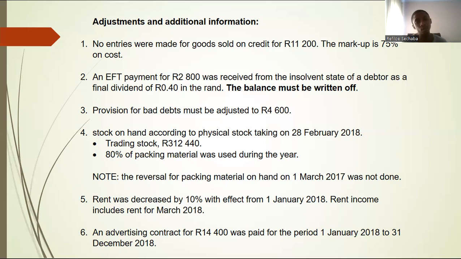And then they say 80% of packing material was used during the year. And remember I told you that we had packing material under the balance sheet which said consumable stores. Those are the packing materials that were not used last year. So for this year, we have to add it. So in total, at the moment, our packing materials are sitting at 54,000. They just bring your attention to that note that the reversal for packing material on hand on the 1st of March 2017 was not done. So basically, we were supposed to reverse it and recognize it and add it to our packing material that we've purchased. So as a matter of fact, we are supposed to have converted to an expense at the beginning of the year and add the packing material that we have purchased to get our 54,000 rand.